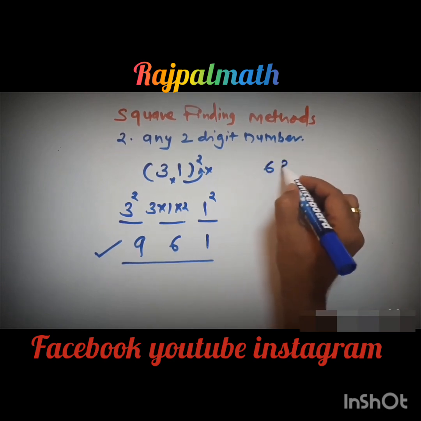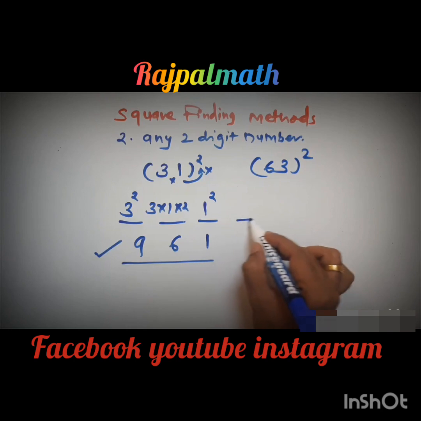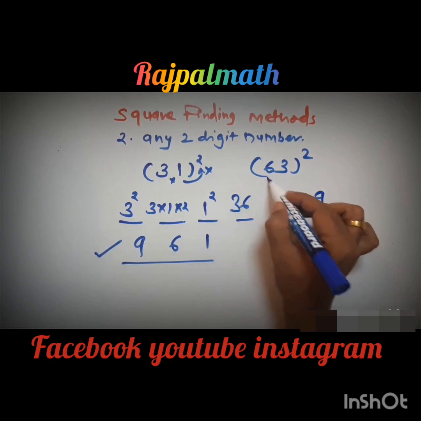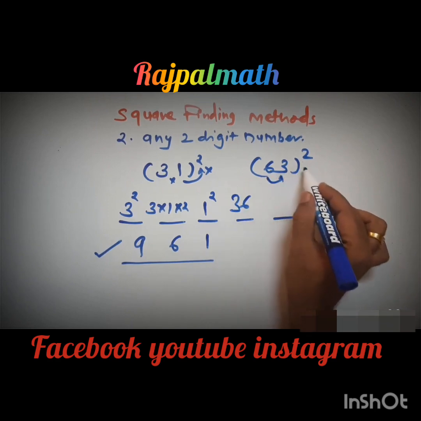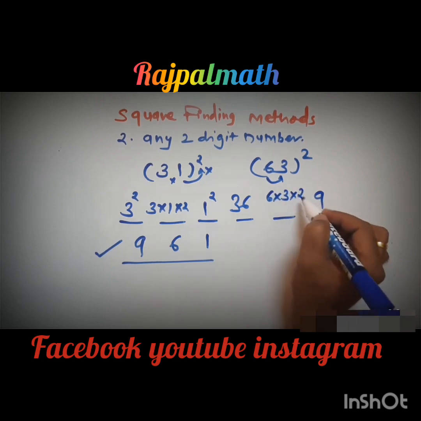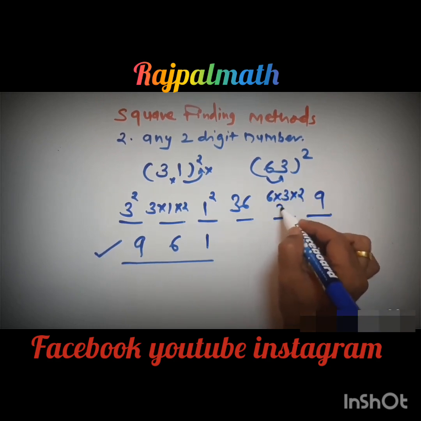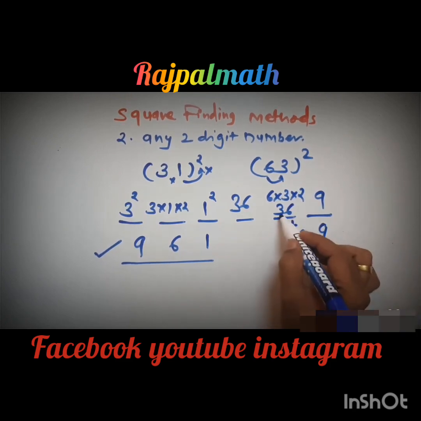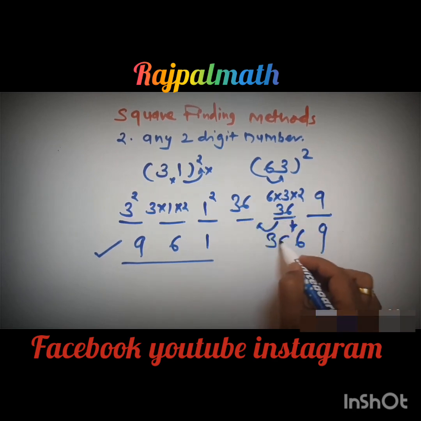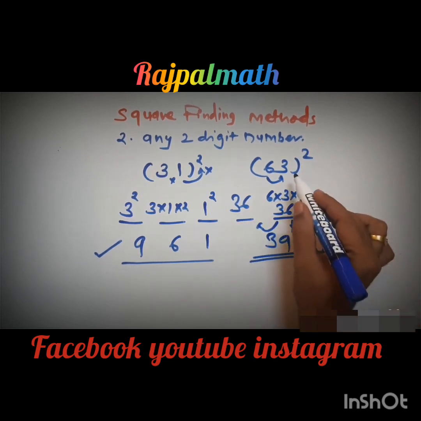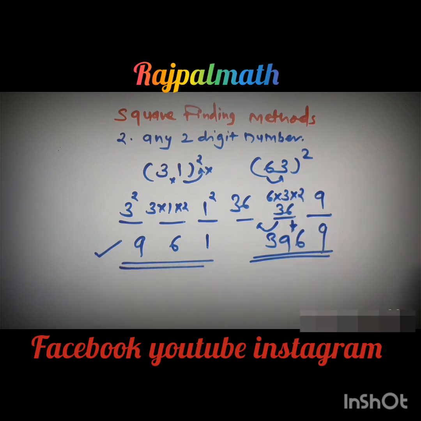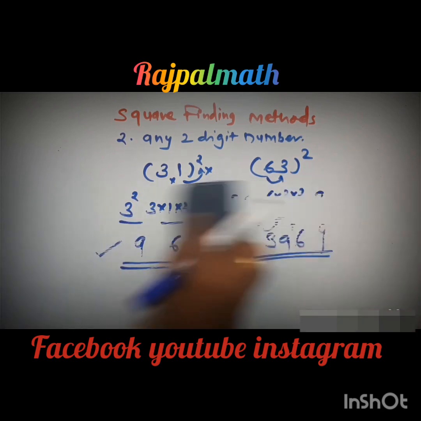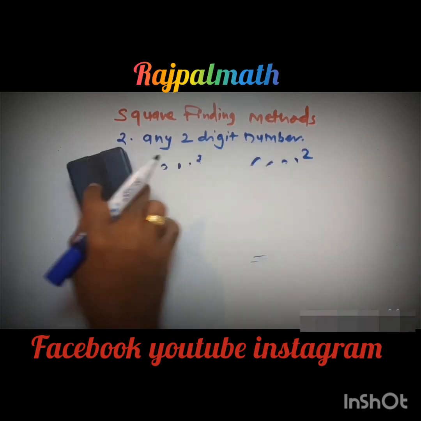Let's take another example, 63 square. Again the same method, 1, 2, 3 places. Square of 3 is 9, square of 6 is 36, and 6 into 3 into 2: 6 into 3 is 18, into 2, 36. So my answer starts with 9. This 6 I'm going to write as it is, and this 3 carries over, 36 plus 3, 39. So 3969 is the square of 63. All these calculations that I'm doing here should actually happen in your mind. Once you practice well, you can easily do that.